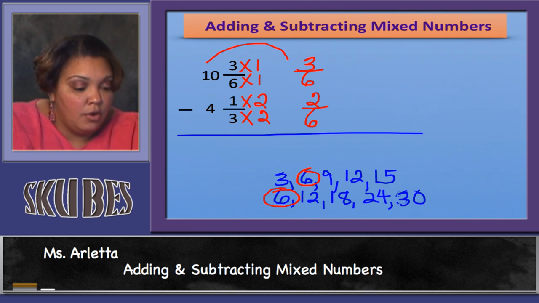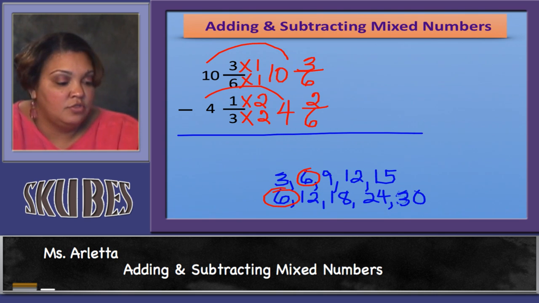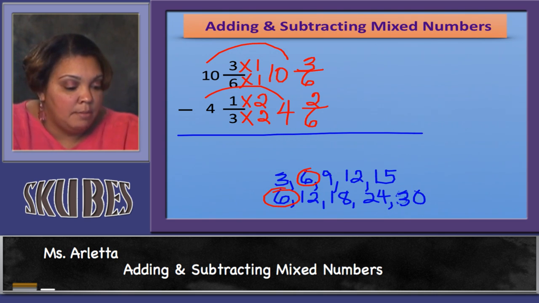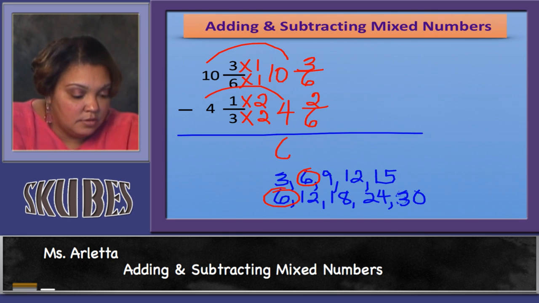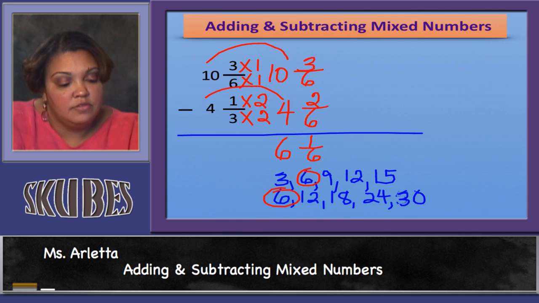And we need to bring over our whole numbers. And I see a minus symbol, which means we have to subtract. 10 minus 4 is 6. 3 minus 2 is 1. And our denominator stays the same. That gives us a final answer of 6 and 1/6.